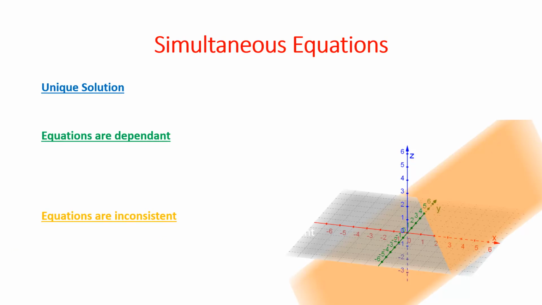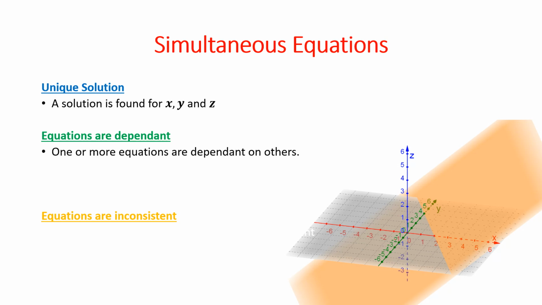All right, let's sum this up. For unique solutions, we know that we can find a solution for x, y, and z. When equations are dependent, we know that one or more equations are dependent on others. We couldn't find them all, but there are infinite solutions. And the justification, the proof in our algebra, somewhere we're going to get 0 equal to 0.